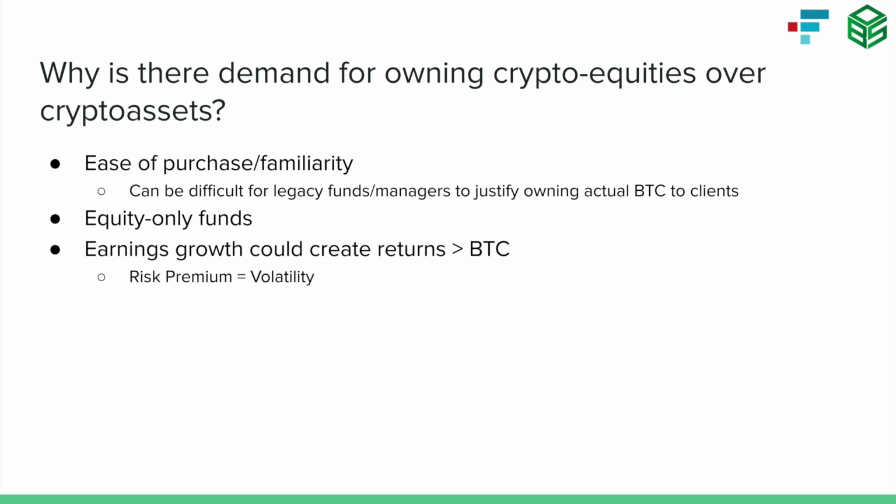You self custody your Bitcoin. The only person you have to trust is yourself. But that's not true with equities, right? You have to trust the CEO, the managers, the employees to do their jobs as well as they say they're going to do them. So because there's that inherent risk with owning shares of a company, there's also this risk premium. People expect a higher return, which can create even more volatility in these stocks.